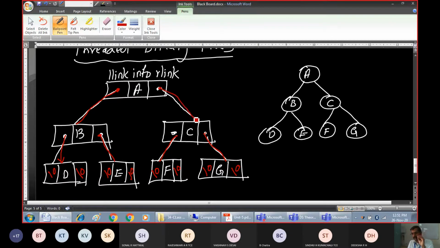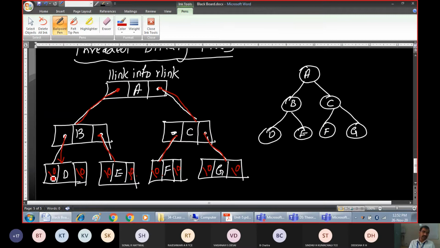So once we have some useful information in these nodes, that is okay. But when you consider the last level, null is stored everywhere. Why? Because there are no nodes. D is not having any subtrees, E is not having any subtrees, F is not having any subtrees, and G is not having any subtrees. There are no children for these nodes. Obviously, the left link and right link for D are null, and all the last level nodes have null values for their left subtree and right subtree.